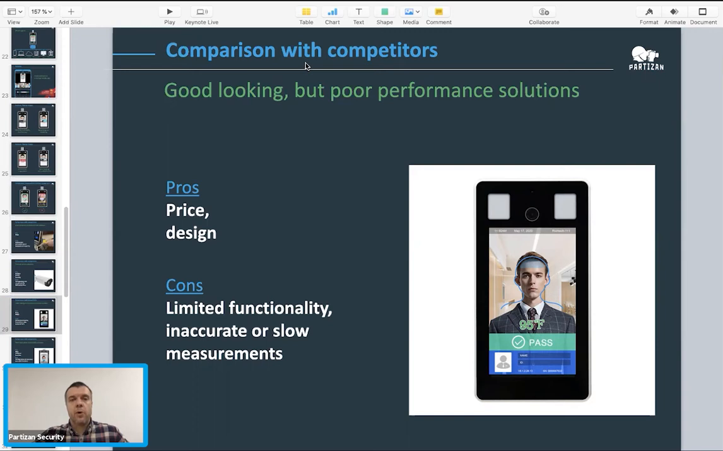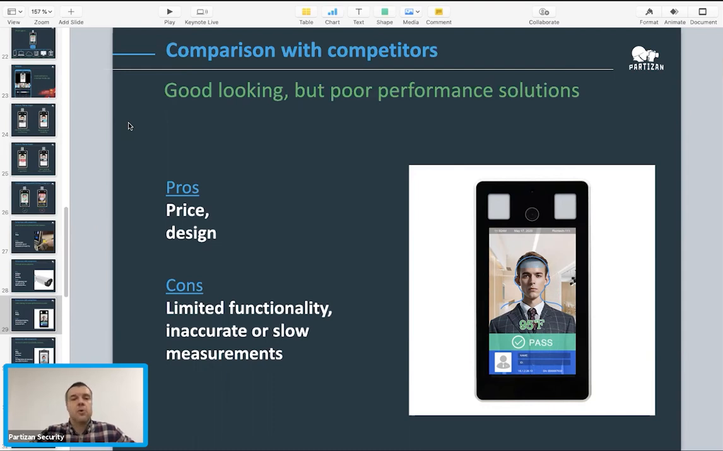Okay, another point is good-looking but really poor performance solutions. Normally they can be cheap, they can be higher priced, but the main feature is that the price is quite challenging. It's a nice-looking design, but when we look at the specs, there could be limited information about them. Some specs could be missing on this device. So normally it brings you really limited functionality, because normally those customers who are buying those devices never know what kind of sensor is inside.